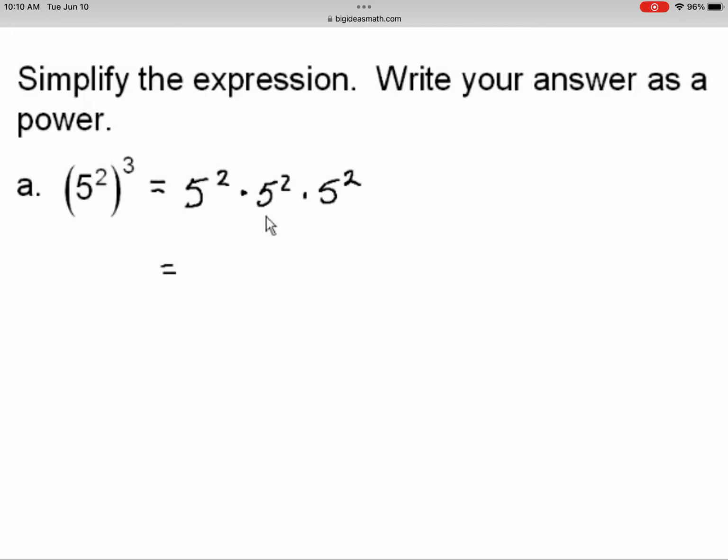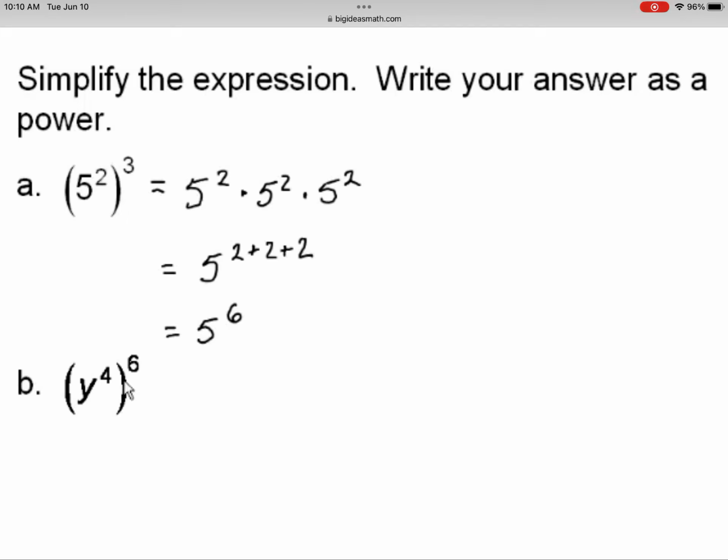Now we have the same base and powers that are multiplied, so we can use the product of powers property to simplify. Keep the base, 5, and add the exponents, 2 plus 2 plus 2. The sum of the exponents is 6, so the expression can be simplified to 5 to the 6th. Let's look at another example.